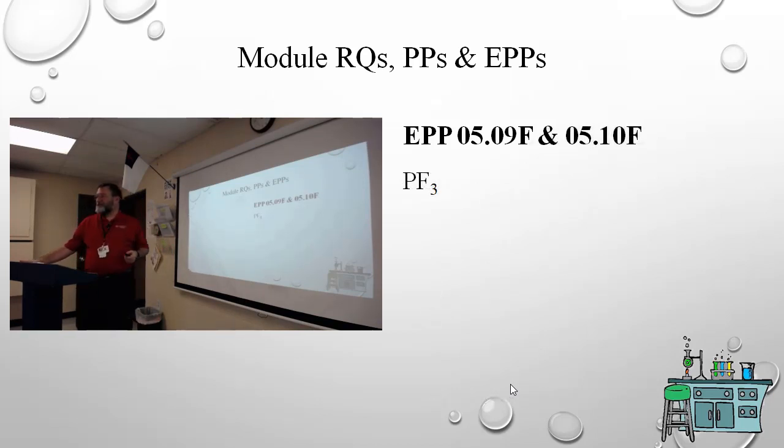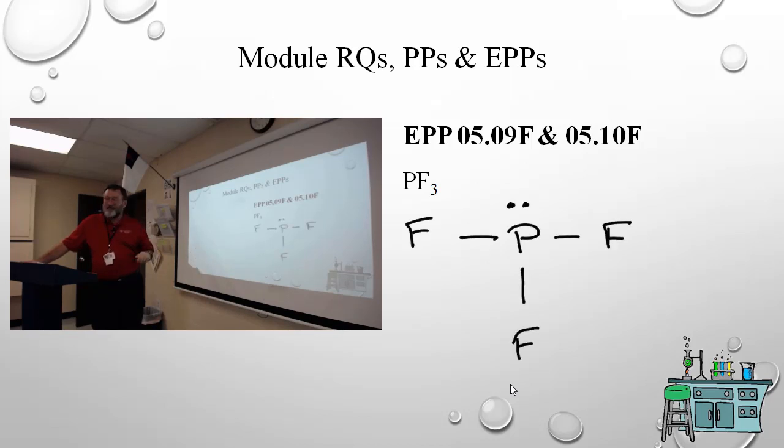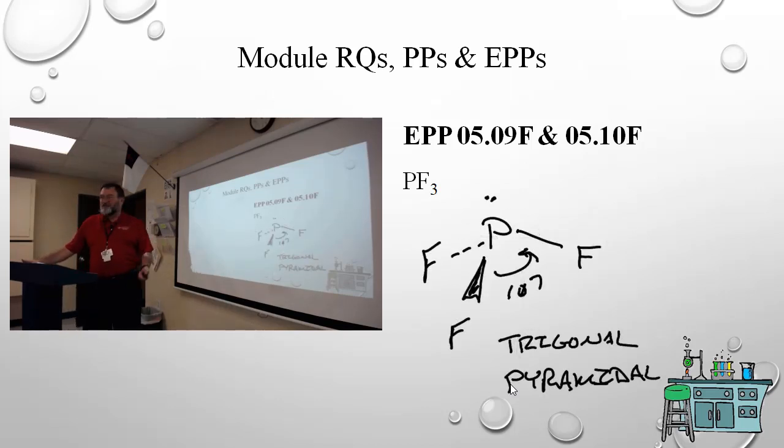The PF3 molecule. Is it ionic or covalent? Covalent. Okay. What column is phosphorus in? 7. Phosphorus? P? Oh, 5. You just did one earlier. Column 5 and 3 column 7s. That's a pyramid. Yeah. So it comes out to be a trigonal pyramidal with 107 degrees.